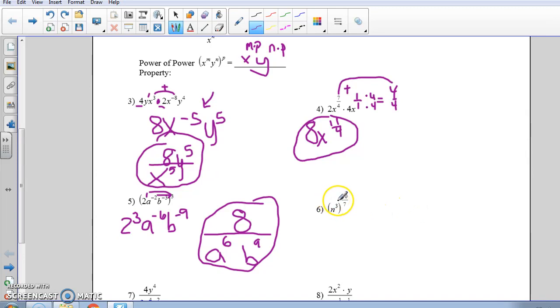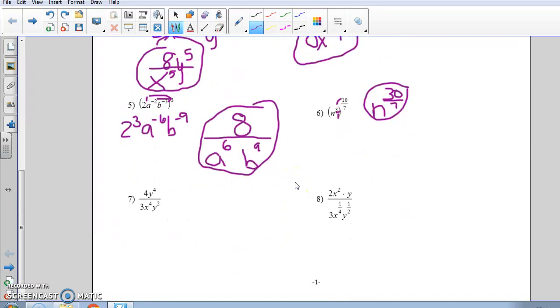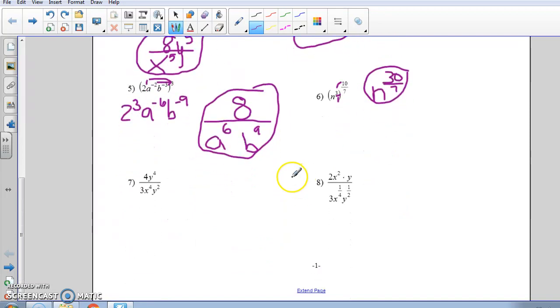For number 6, it's very similar. You have a power to multiply to the fraction. Just one power. So your base n would take 3 over 1 times 10 over 7. Remember, you only multiply the numerators, so 3 times 10. And then you multiply the denominators, 1 times 7. So if you don't have a fraction, make sure to put it over 1. And then when you multiply across numerators, multiply across denominators.